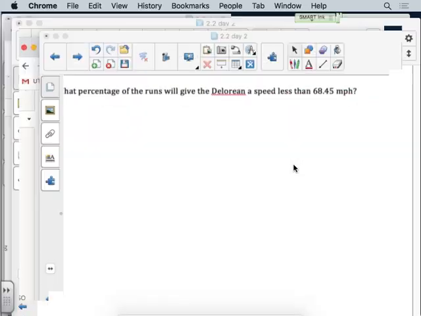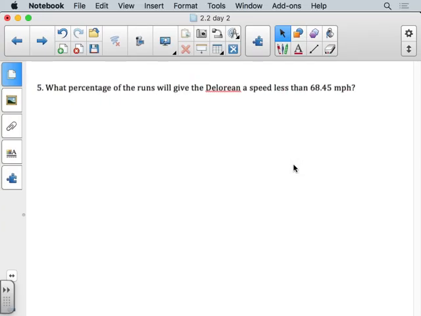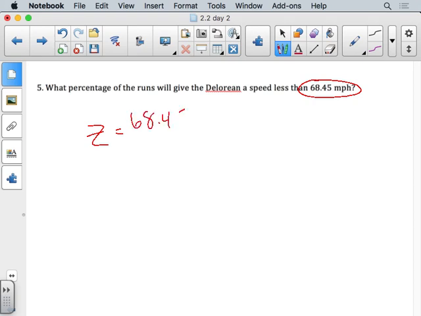To solve for the percentage, I need to get the z-score for this value. What's the equation for z-score? 68.45 minus 80.